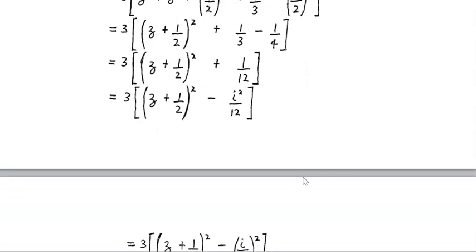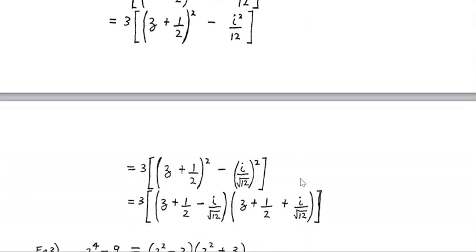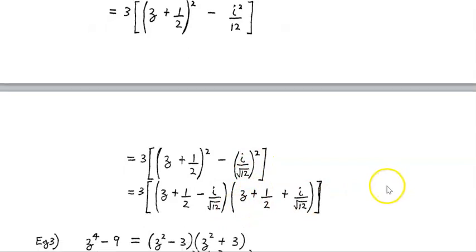So let me just scroll down to the next bit. Here we are. I'll keep the top of the page there. So here I can write that as a difference of perfect squares: z plus a half all squared, minus i on the square root of 12 all squared. Then writing that out as factors, z plus a half minus i on square root 12, times z plus a half plus i on square root 12. And I've got two complex factors.